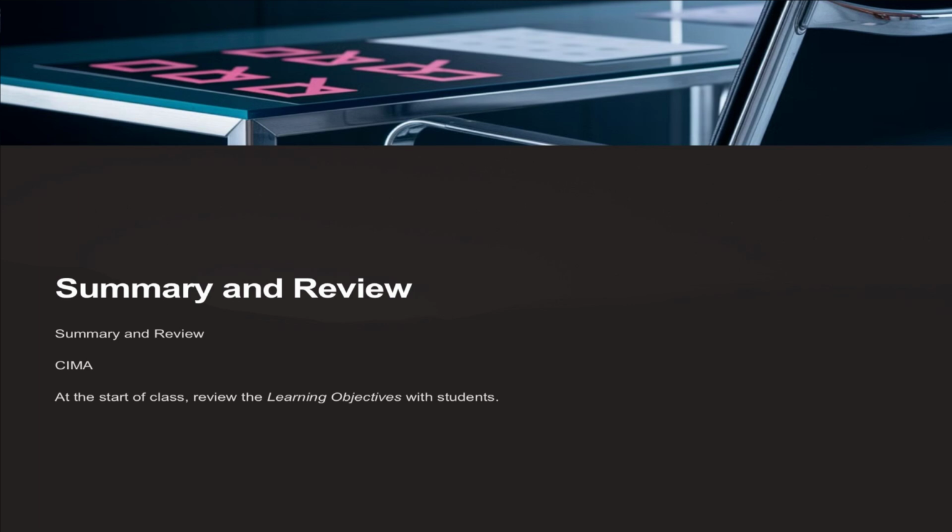At the start of class, review the learning objectives with students. Discover what students know before starting the lesson by completing the warm-up activity. Before beginning this chapter, confirm students have read Chapter 1, The Professional Educator, in their print or ebook.